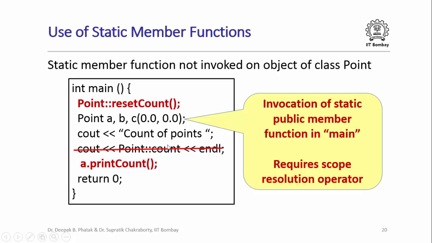But note that I can no longer use this statement that I had used earlier, because the data member count is now private. So I cannot access that from the main function. So instead, what I'm going to do is I'm going to call the non-static member function print count on any of these objects, A or B or C. In this case, I've shown it as being called on A. This non-static member function can access the private static data member count, and it will print out the value of that count.